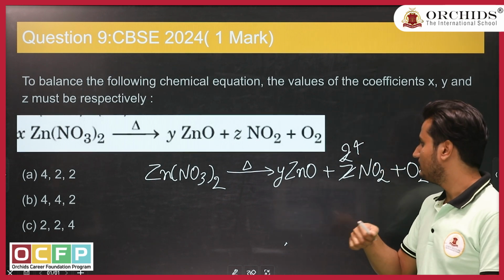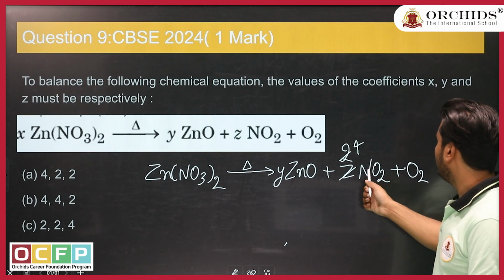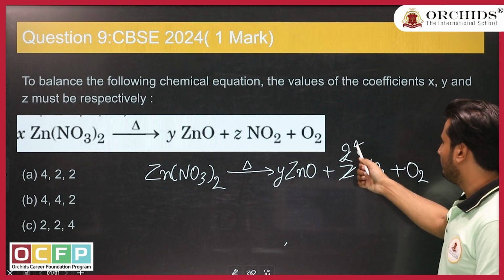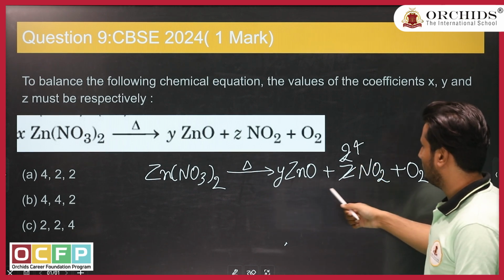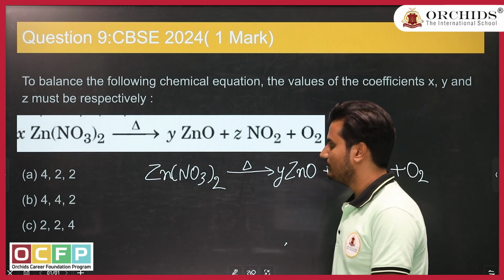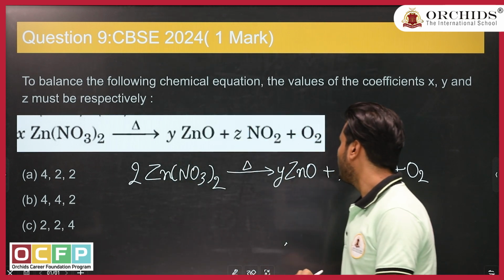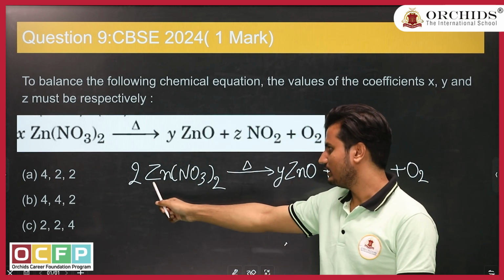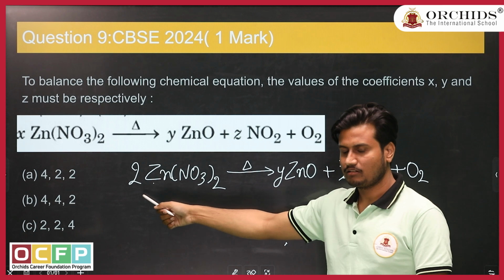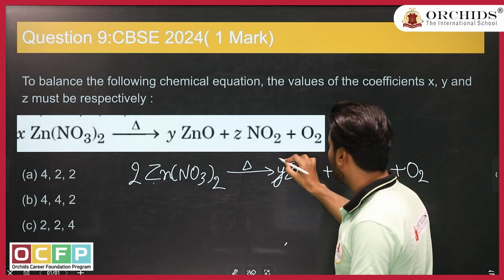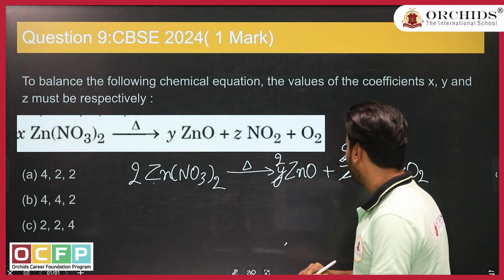This is a hit and trial method, so we will again try. Alright. So nitrogen, here we have 4 atoms, and on the reactant side we have only 2 atoms. So what we have to do here, we have to add 2 over here. Now if we add 2 over here, the zinc will become unbalanced. So what we have to do, we have to put the value of Y as 2.